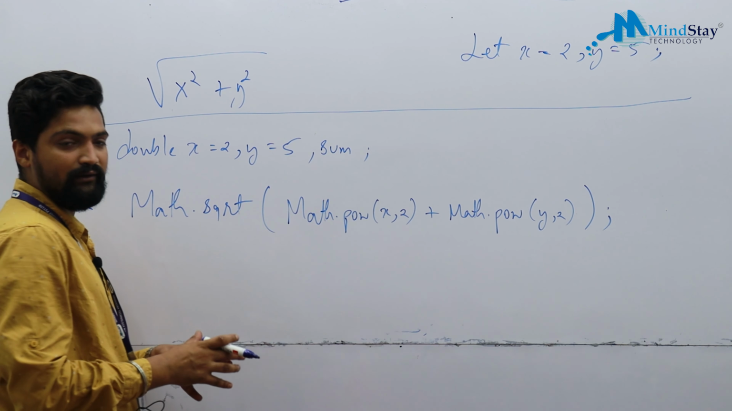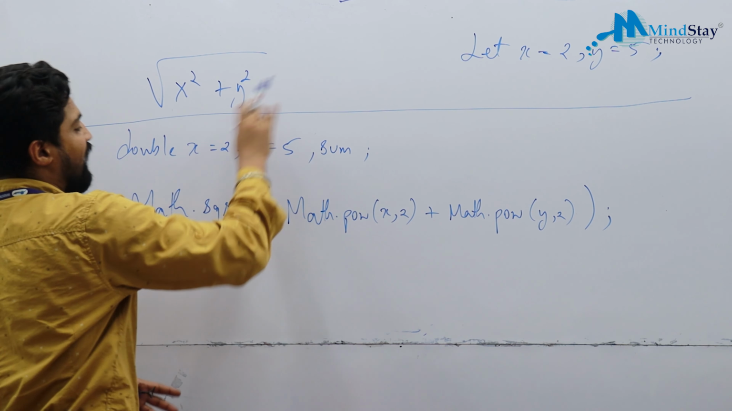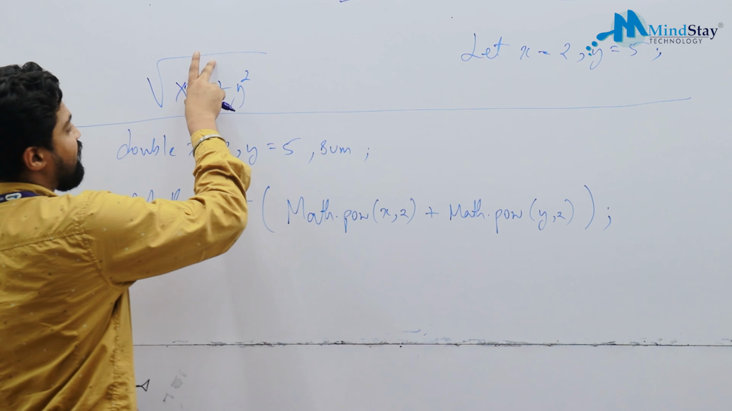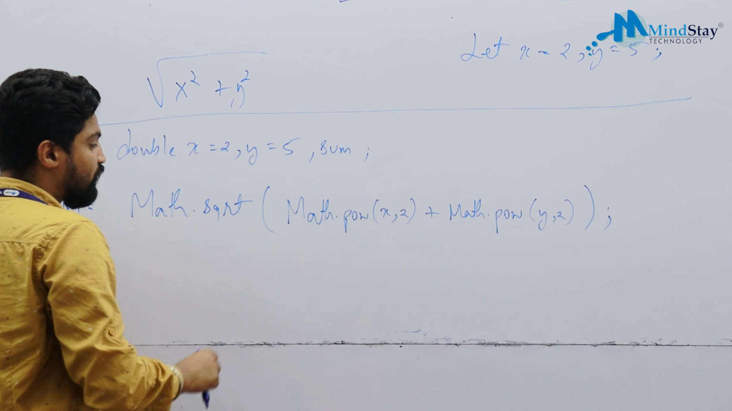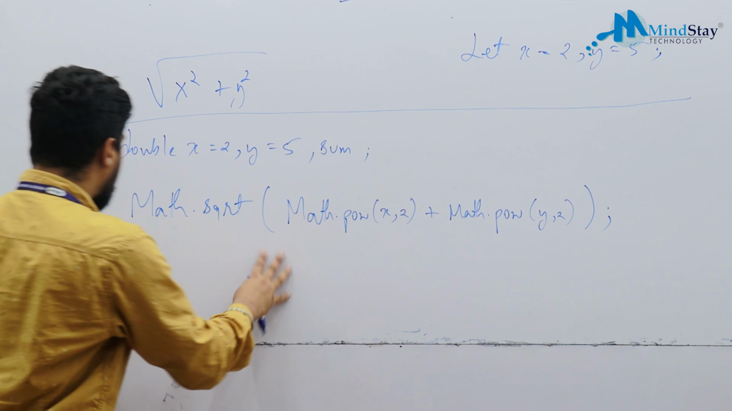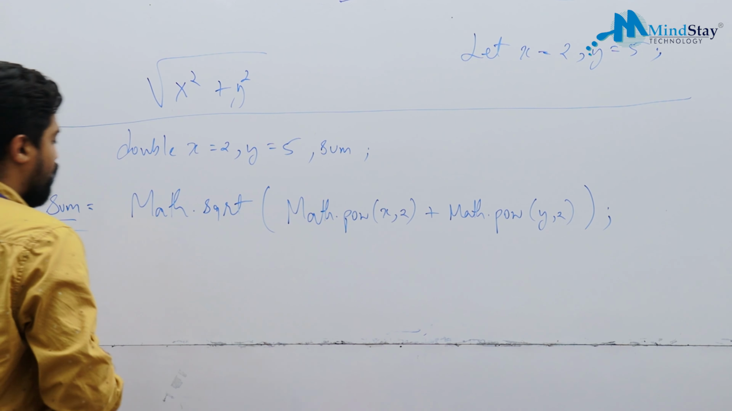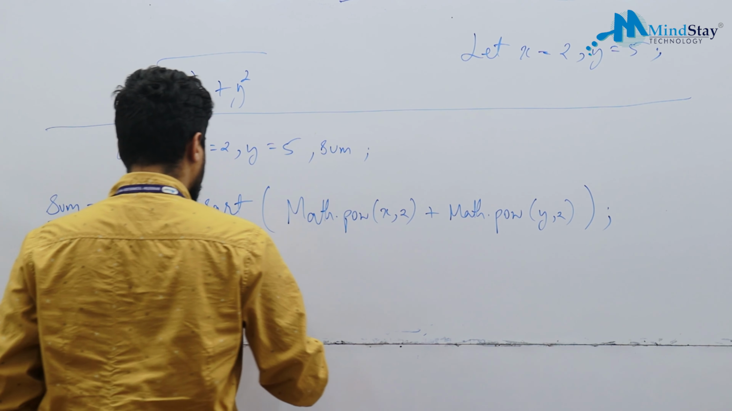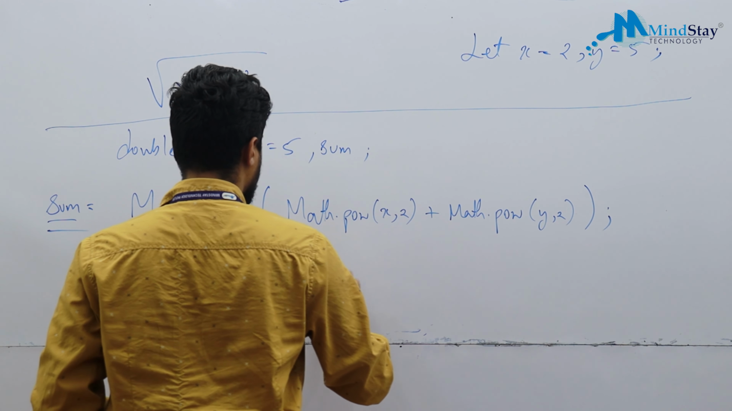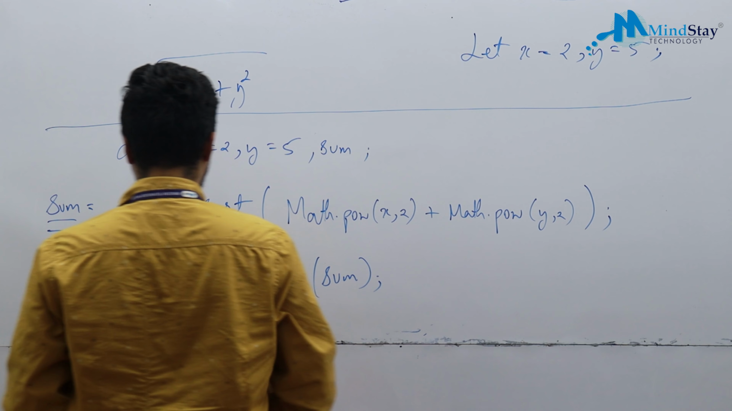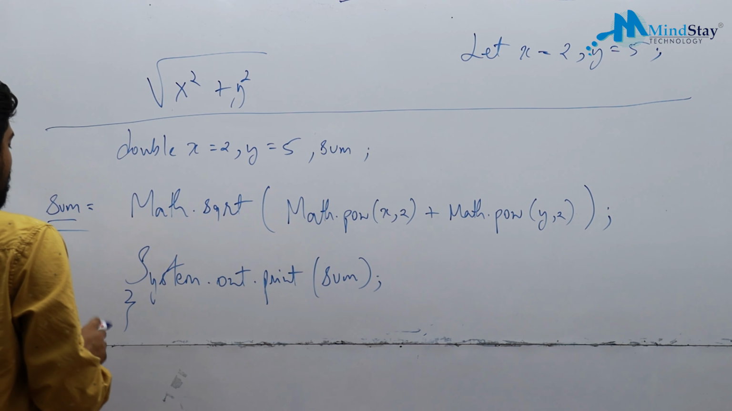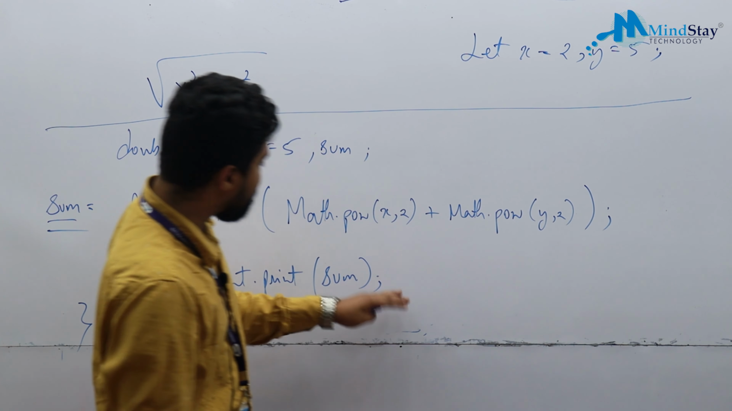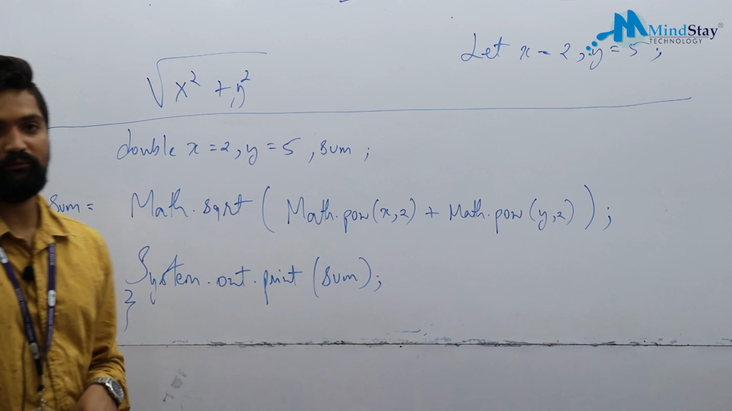Okay, you are adding it, and once it's added, it's a single value, and that entire value goes inside math.sqrt. You get the output of math.sqrt at the end, and that value is stored in sum. So all you need to do at the end is system.out.print sum, and you'll get the output. Close your class and close your main function. So this is how you use math.sqrt and math.pow.